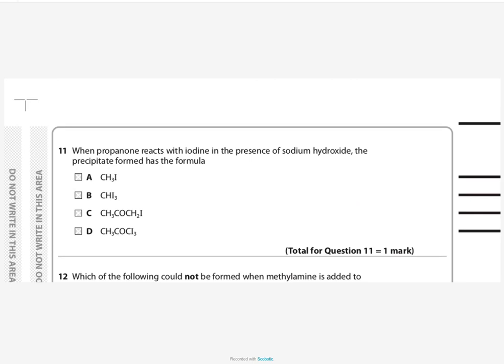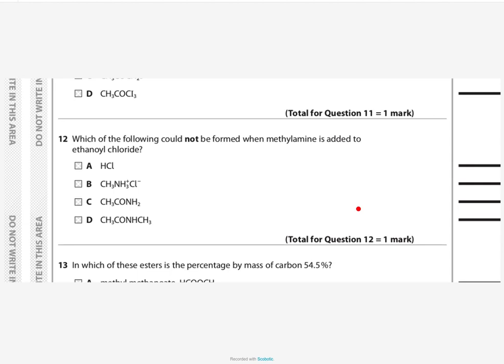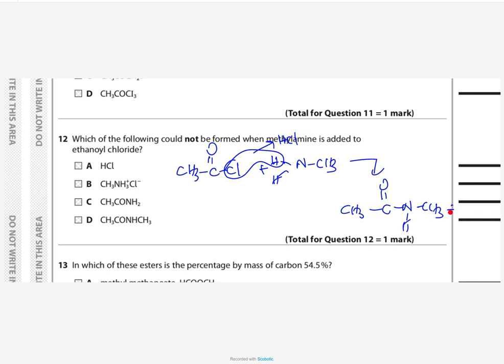Question 11. When propanone reacts with iodine in the presence of sodium hydroxide, the precipitate formed is triiodomethane, iodoform. Which of the following could not be formed when methylamine is added to ethanoyl chloride? Let me write the reaction. The byproduct is HCl. So what is formed? HCl is formed.